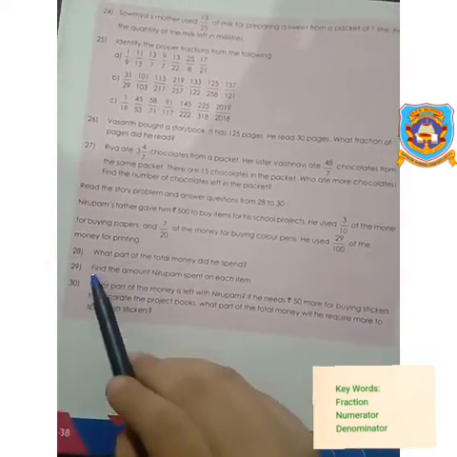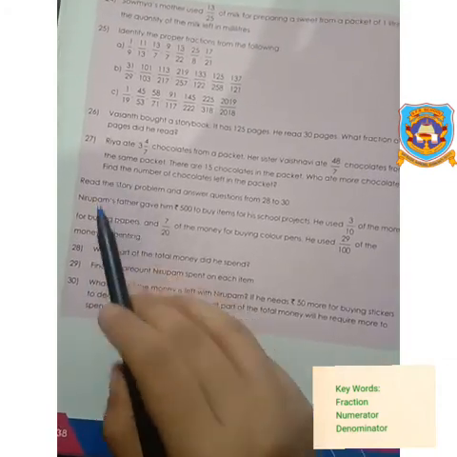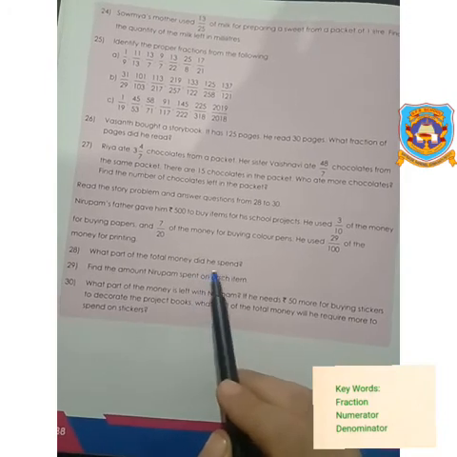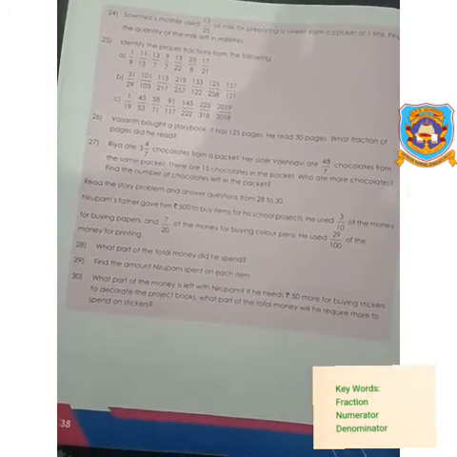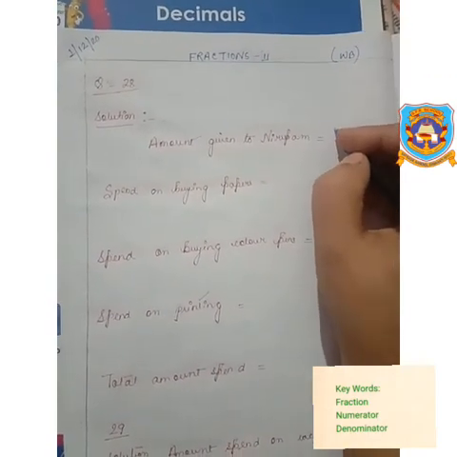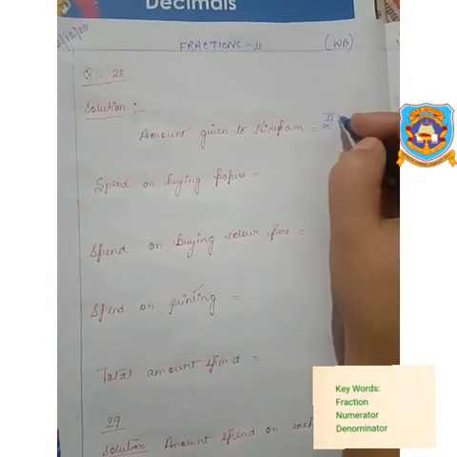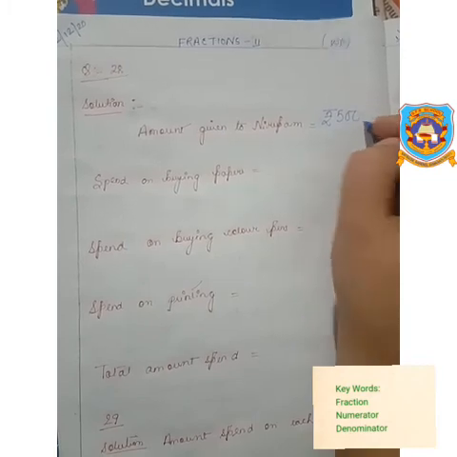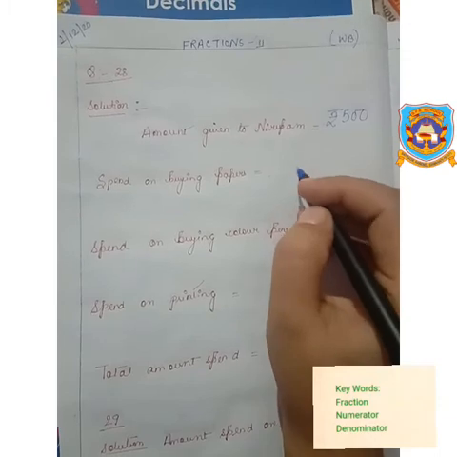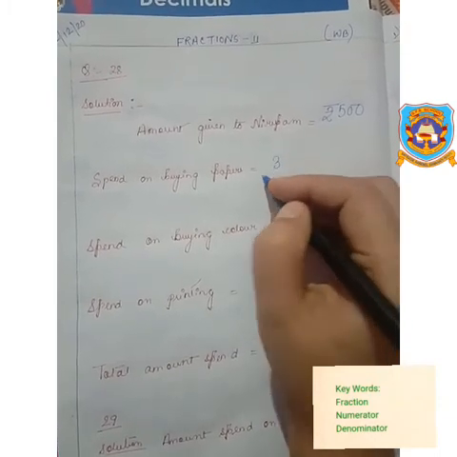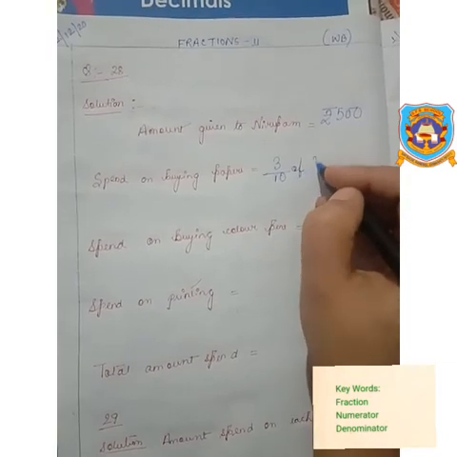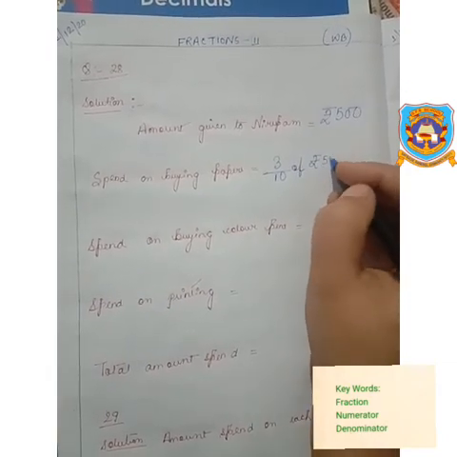Now there are 3 questions. These 3 questions are from this story only. Okay, what part of the total amount did he spend? First question. Okay, so I have written the statement here. Amount given to Nirupam is how much? Rupees 500. Spent on buying papers. Okay, so he has used 3 by 10 to buy papers out of 500. So you just find a total like that, out of rupees 500.